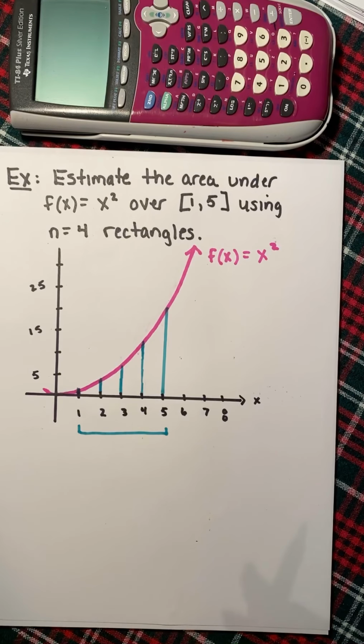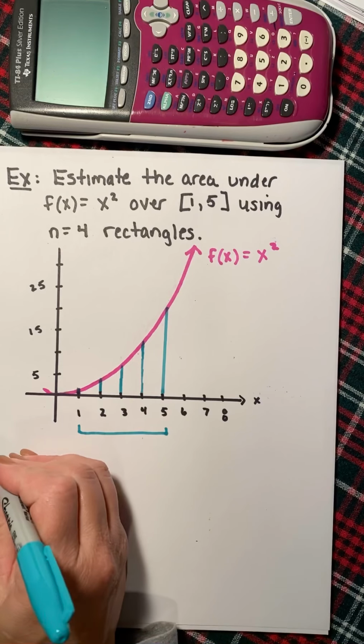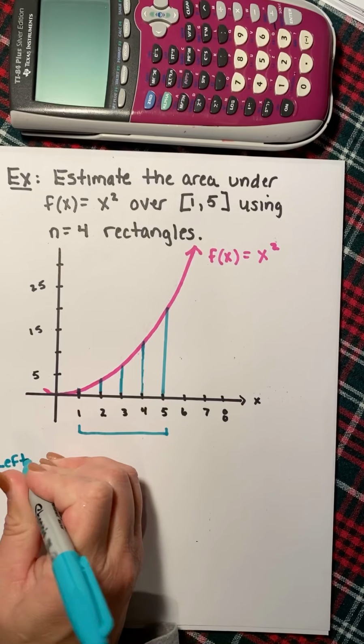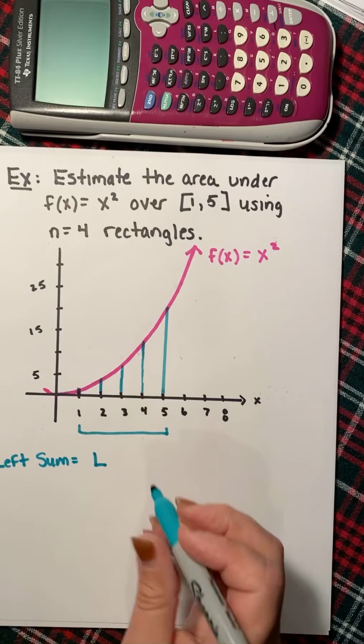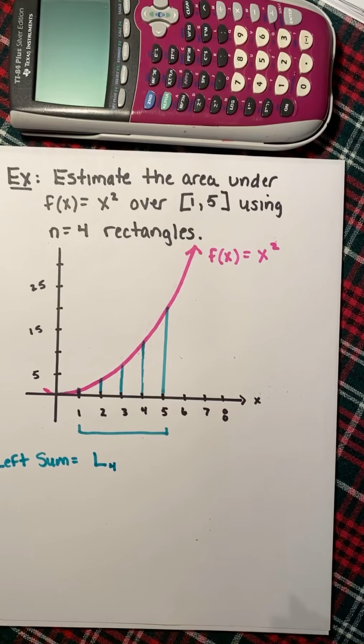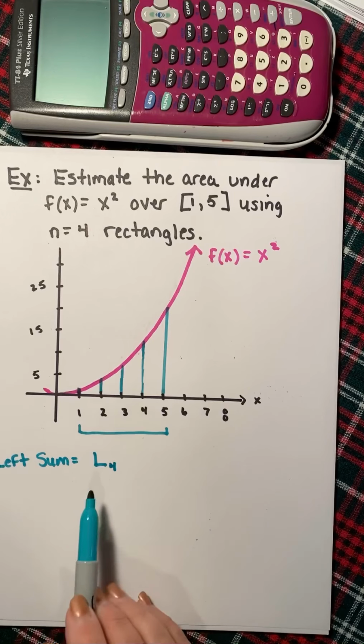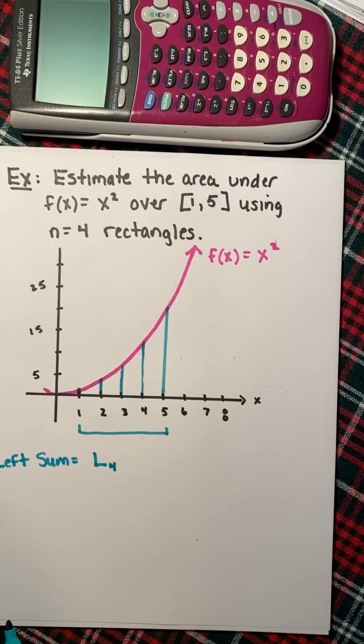Let's first decide on left or right sums. I'm going to do left sums first. So a left sum, and we usually abbreviate it with an L. And then we use a subscript to determine how many rectangles we use. So this is telling me I'm creating a left sum with 4 subrectangles.